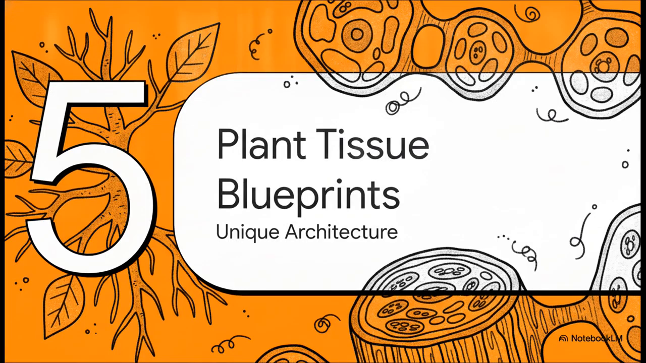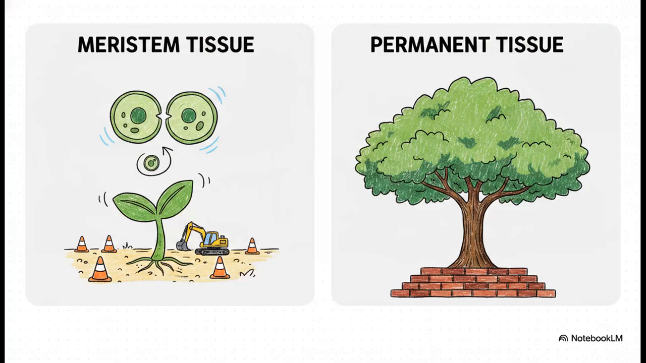Section 5. Plant tissues. Blueprints. All right, complete gear shift here. Let's look at the very different architectural blueprint of plants. While animals move around and have these complex internal organ systems, plants evolved a completely unique way of structuring themselves to survive. Plants rely on a pretty stark structural contrast.